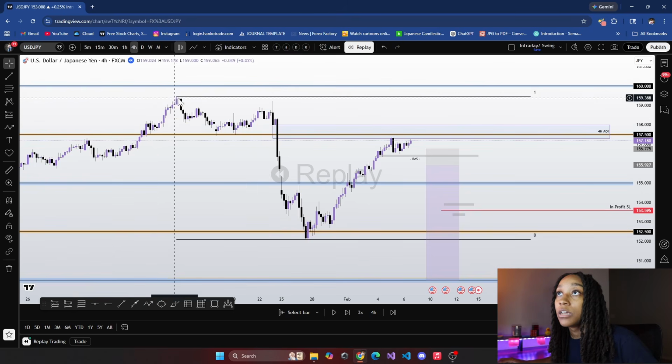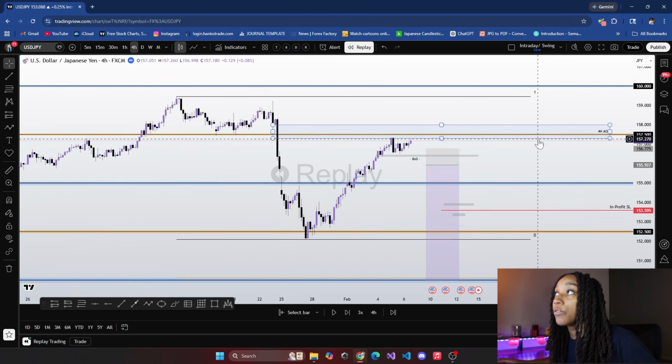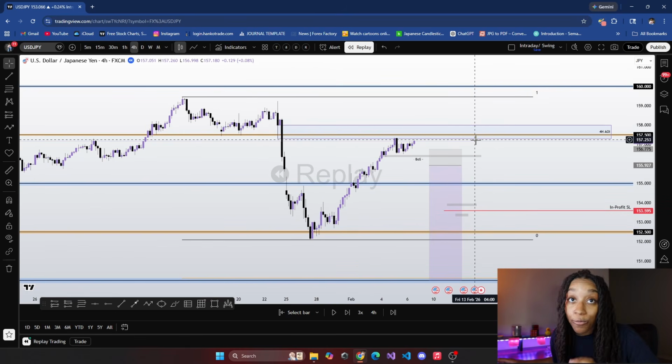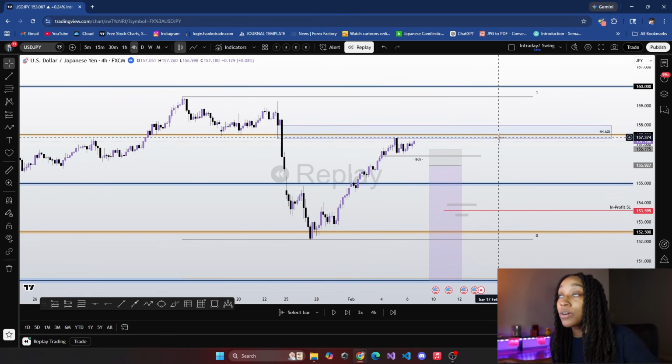So this right here is my 4 hour area of interest, and I'm just waiting for price to come back to that area, right? Price, we're on this pullback. We finally make it to our 4 hour area of interest, right? At this point, I need price to shift structure. I need price to show me that it wants to go down on the 4 hour.